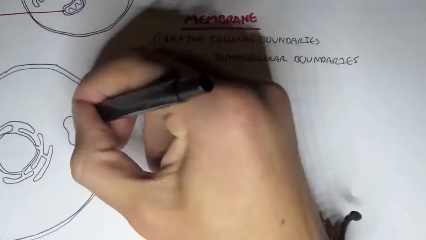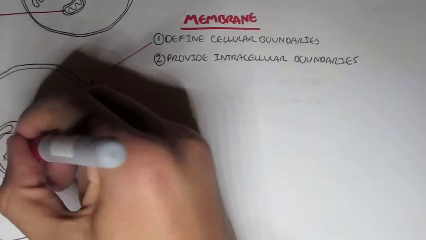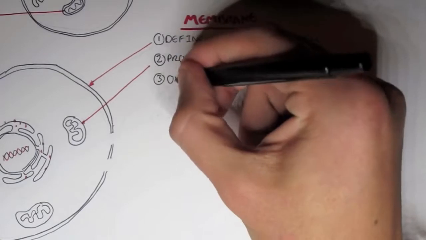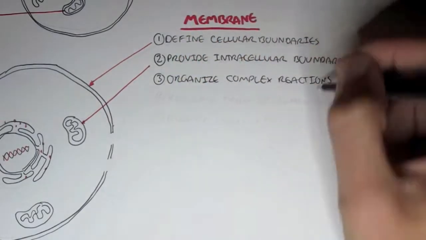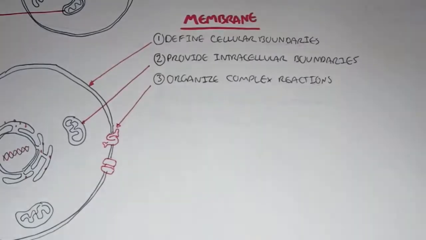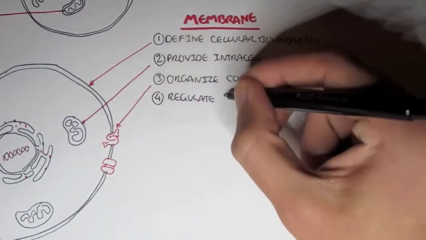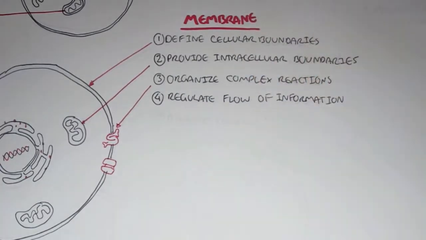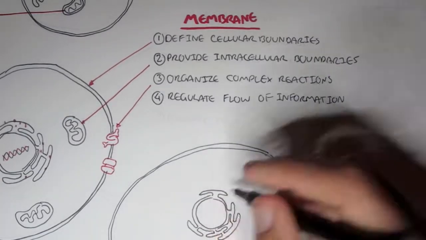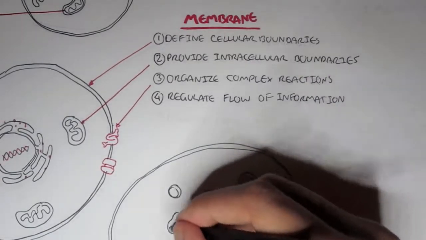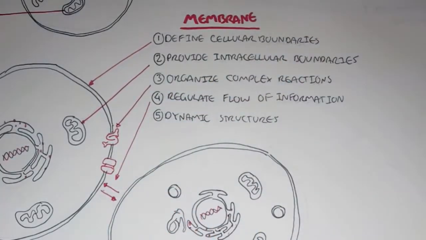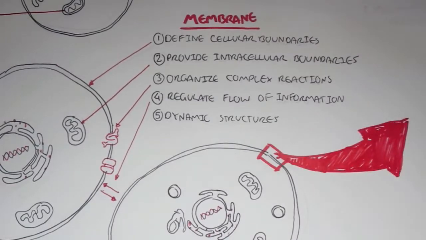2, it provides intracellular boundaries. So organelles have boundaries, such as the nucleus with the DNA, or mitochondria. 3, it can organize complex reactions, such as the receptors and ion channels, for example. 4, it can regulate flow of information. So it can send out signals as cytokines and communicate with other cells, receptors, etc. And lastly, 5, they have dynamic structures, and we'll talk about these later on. But for now, let's zoom into the cell membrane.